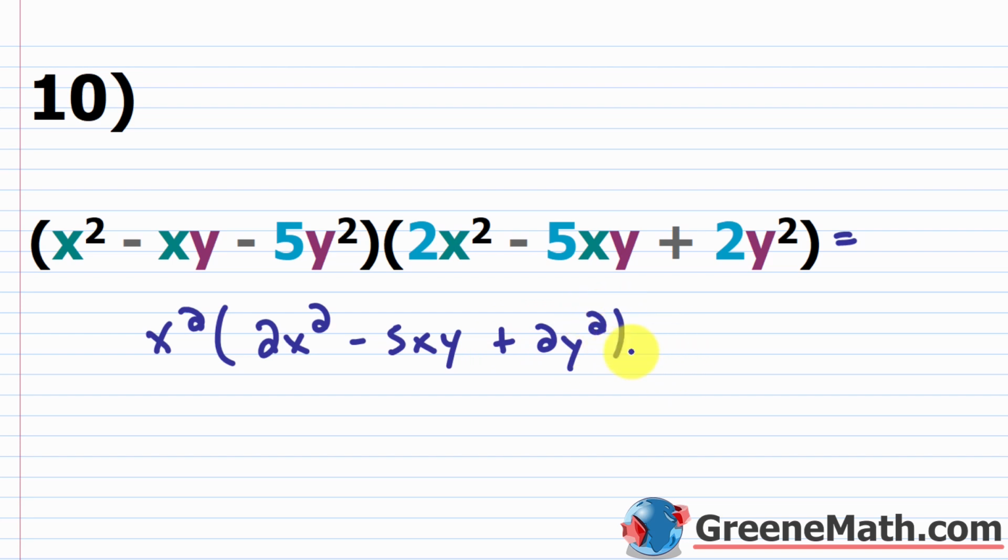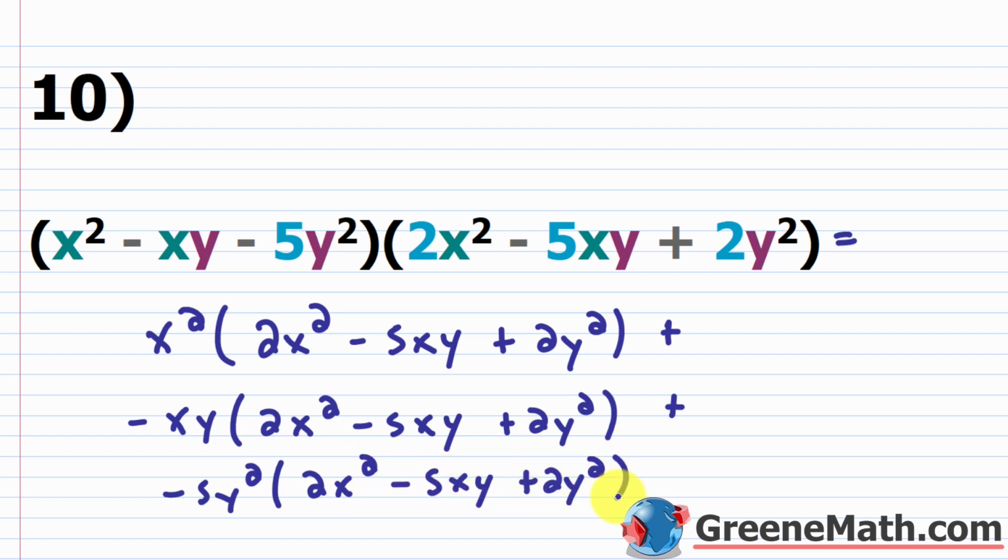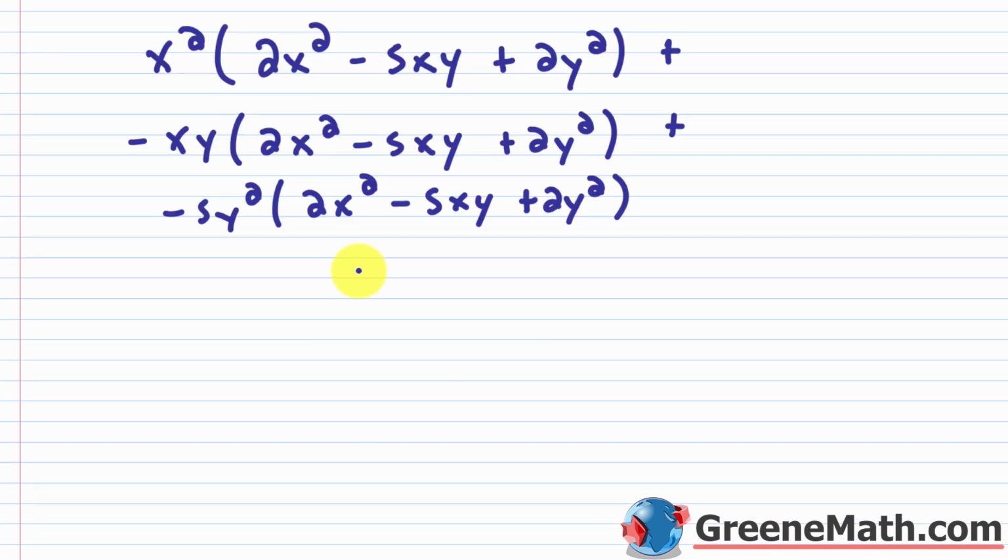Then I'm going to go plus, so let's put the plus here. This is negative, so let's put minus xy here times the quantity 2x squared minus 5xy plus 2y squared. Let me put plus, and then I have my minus 5y squared times the quantity, again, 2x squared minus 5xy plus 2y squared. Okay, now that we set all that up, let me scroll down, get some room going, and we'll crank this out. So we'll start up here.